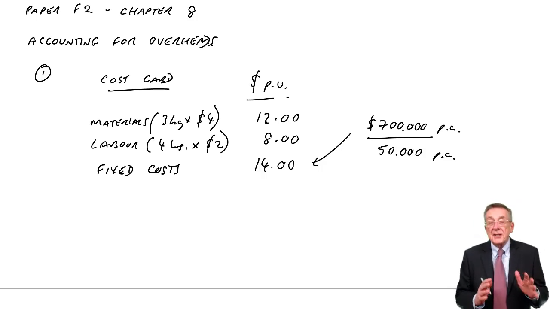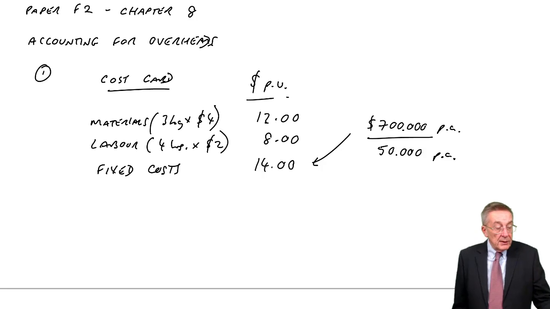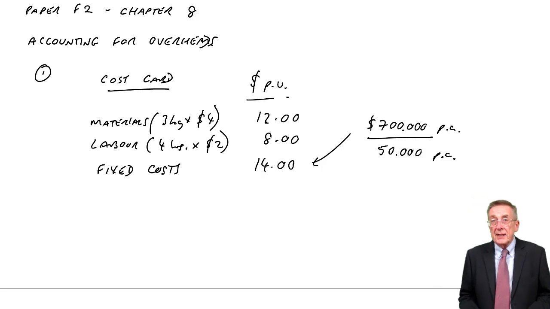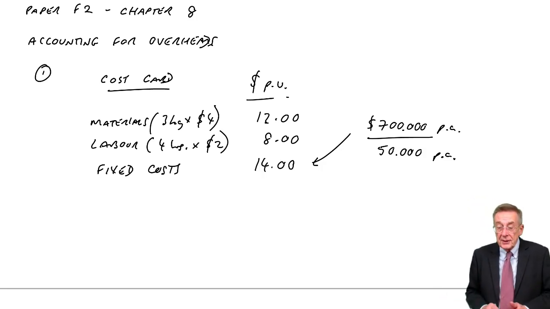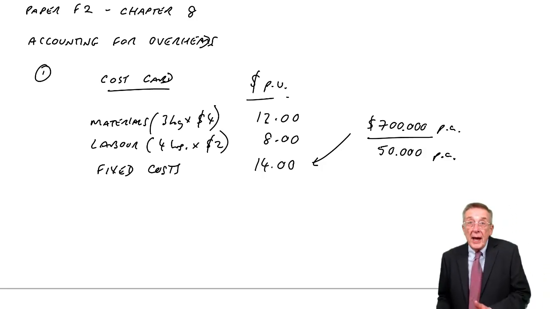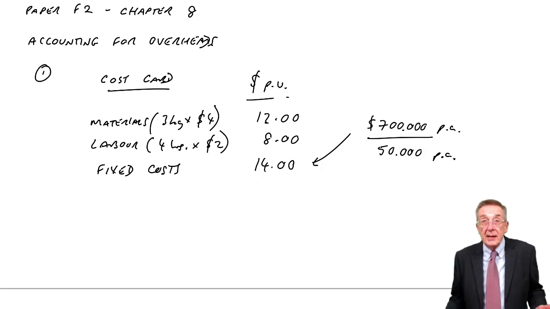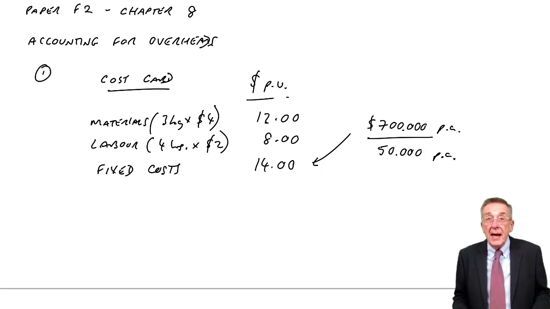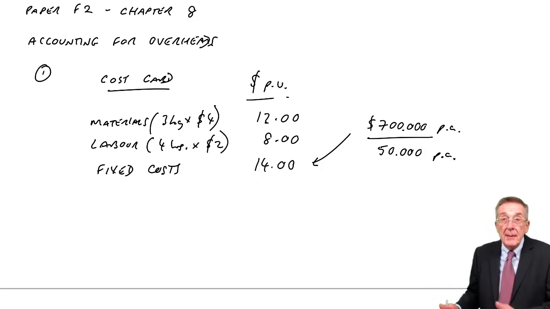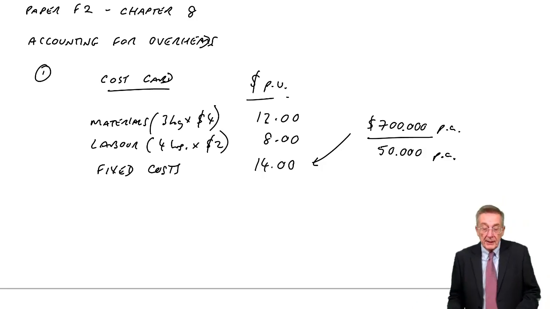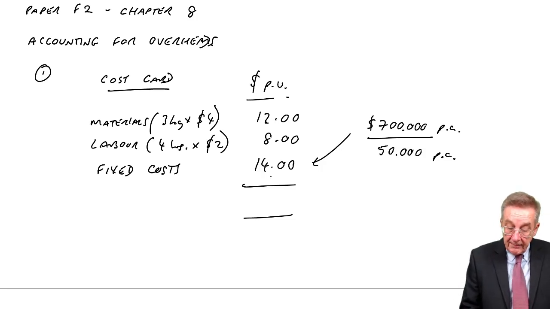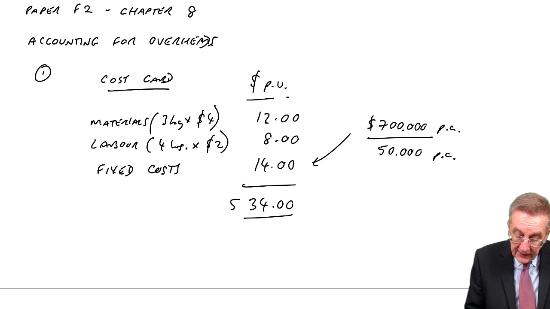The only problem, but one we'll discuss in a much later chapter, is that of course we're having to base this on estimates. We think fixed overheads will be 700,000, but of course they might end up being different. We think we're going to produce 50,000, but it might end up being different. We can't wait till the end of the year to find out the cost. I need to fix a selling price now. So I need to estimate the cost now. However, the fact that things may be different, that's another problem in a different chapter. But as a result, I end up with a cost per unit of $12, $8, $14, so $34, and there we are.